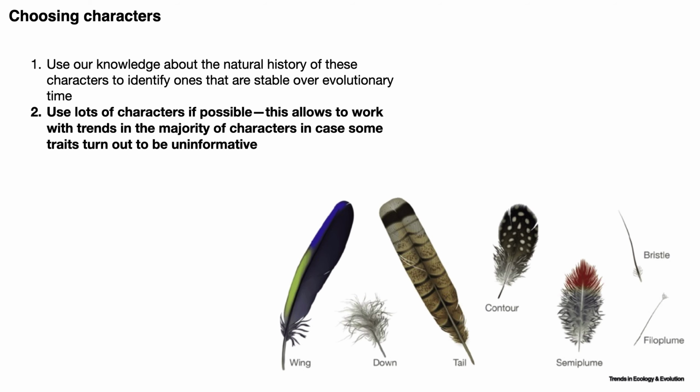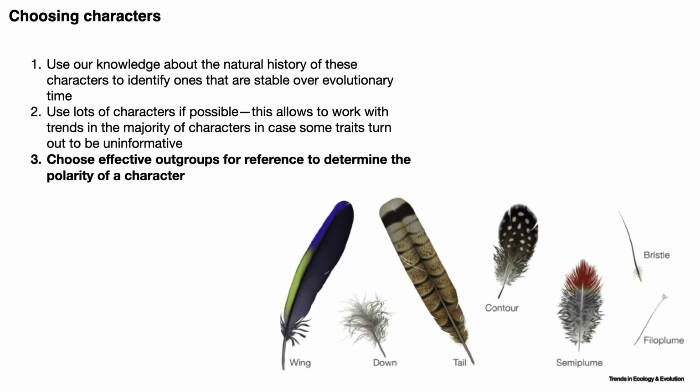If you can, use lots of characters. This can be tricky if you're doing morphological characters. It's easier if you're working with molecular data, particularly if you're figuring every base pair position is its own character, which we'll deal with later. Because you can at least go with the majority. Even if your tree ends up not being fully resolved, you should be able to get at least the general consensus outline of what the relationships are among your taxa.